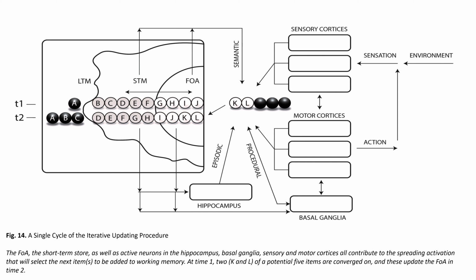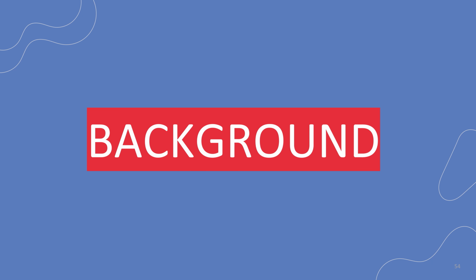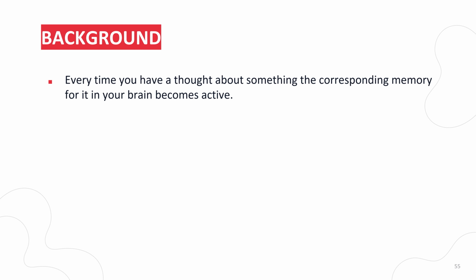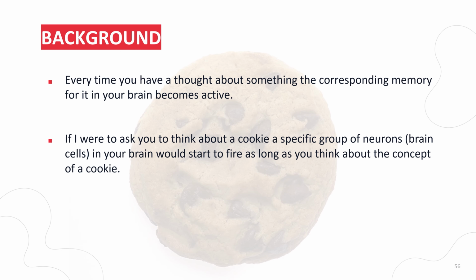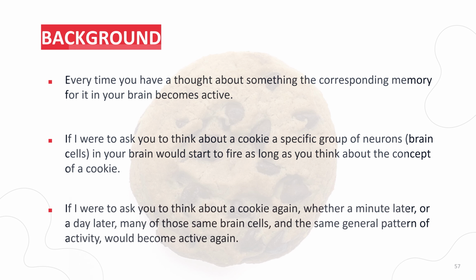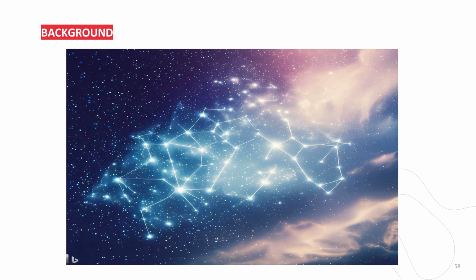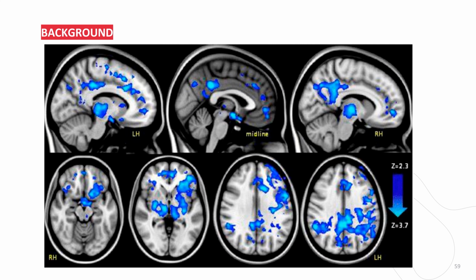Now let's back up a little and start with some basics. Every time you have a thought about something, the corresponding memory for it in your brain becomes active. If I were to ask you to think about a cookie, a specific group of neurons or brain cells in your brain would start to fire as long as you think about the concept of a cookie. If I were to ask you to think about a cookie again, whether a minute later or a day later, many of those same brain cells and the same general pattern of activity would become active again. So there's a specific constellation of brain activity that corresponds to every concept that you know of.